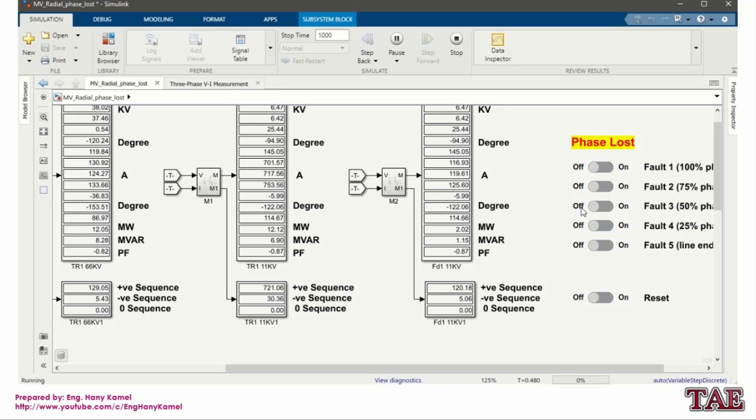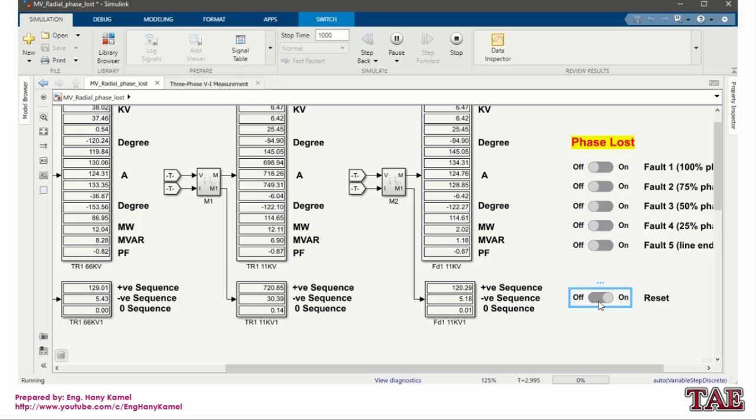Now this is in normal condition, the system is stable and no trip. Now we'll enable fault number 5, removing only one phase from the last load. Current is more than the setting, and after the time delay the system trips. You can see only feeder 1 tripped, the transformer board transformer didn't trip.